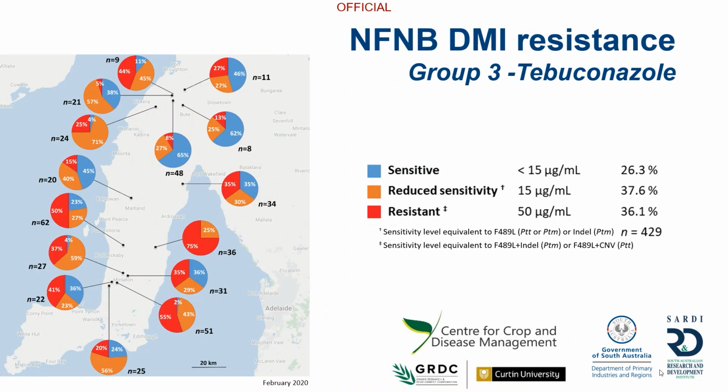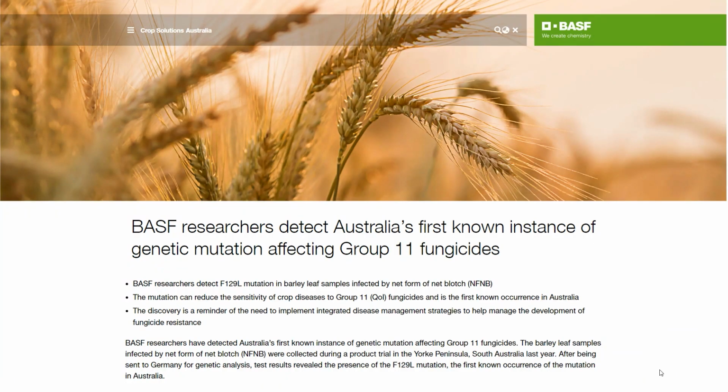We also have DMI resistance and reduced sensitivity, so the group 3s, and this is a snapshot of the work from a field trip that Fran and his team and myself and my team did several years ago, which showed that the tebuconazole resistance was quite prevalent on the Yorke Peninsula. BASF have also reported this year that they have detected group 11 reduced sensitivity in the net form net blotches on the Yorke Peninsula as well.